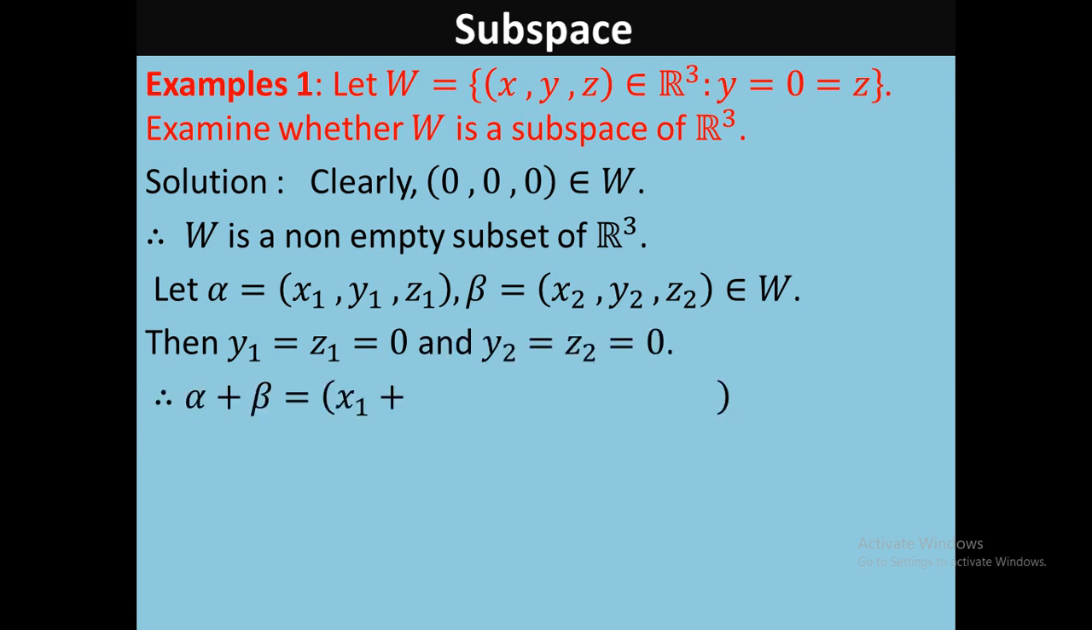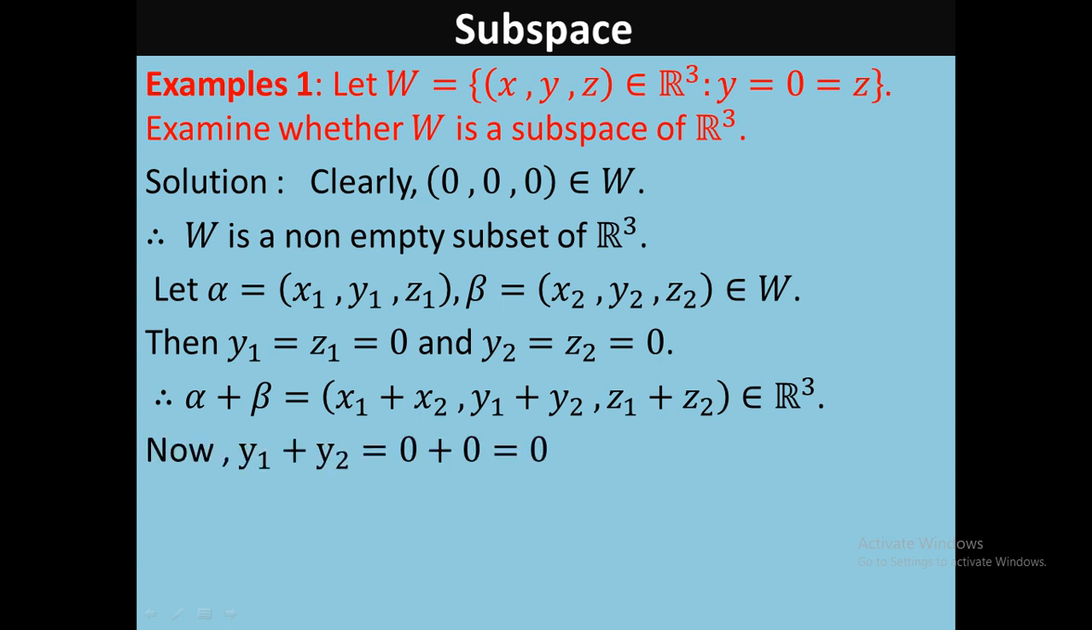Here alpha plus beta equal to that plus that, that is x1 plus x2, y1 plus y2, z1 plus z2. We have to add component wise. Now alpha plus beta is in R3 because alpha plus beta has 3 components. Now alpha plus beta will be in W if second component and third component of alpha plus beta is separately 0, that is if y1 plus y2 equal to 0 and z1 plus z2 equal to 0. If y1 plus y2 equal to 0 and z1 plus z2 is equal to 0, then we can conclude that alpha plus beta is in W.